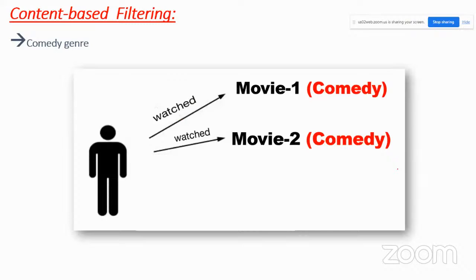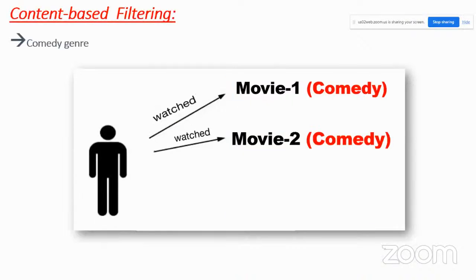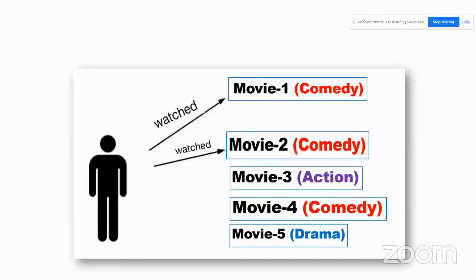In content-based, the basic idea is based on the past activity or on the profile. Let us assume user A watched movie one and movie two, and these two are in the comedy category. In OTT platforms, you can find the comedy genre. Today three movies are released: movie 3, movie 4, and movie 5, which are action, comedy, and drama movies. User A watched movie 1 and movie 2 so far, both comedy movies, which indicates that he likes comedy movies more. Today, three more movies released on the OTT platform: movie 3, action-oriented, movie 4, a comedy movie, and movie 5, drama.